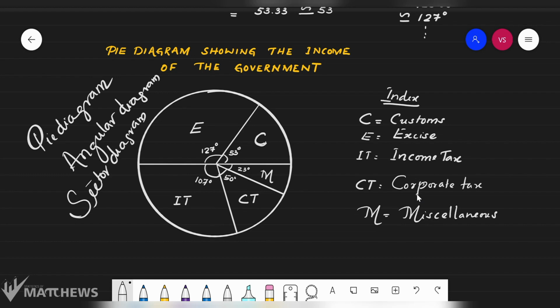So draw a baseline first, and from the baseline mark the first angle 53. Take this as a baseline and mark 127. Take this as a baseline, mark 107. Take this as a baseline, mark 50. Take this as a baseline, 23. This is how the pie diagram will be, students. And this index we need to mention. This is all about the pie diagram or angular diagram, students.